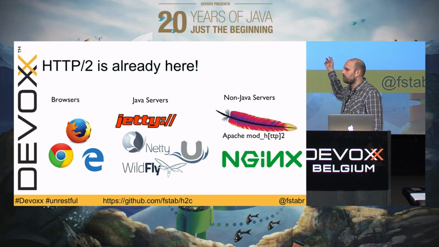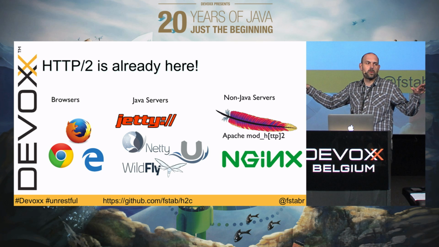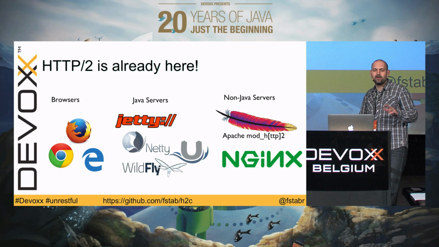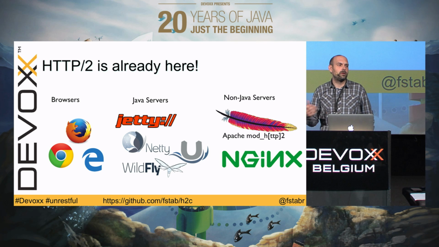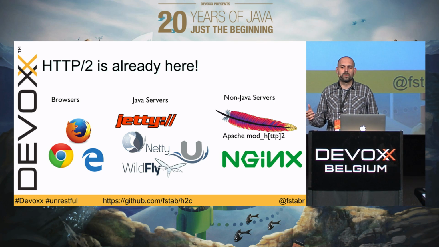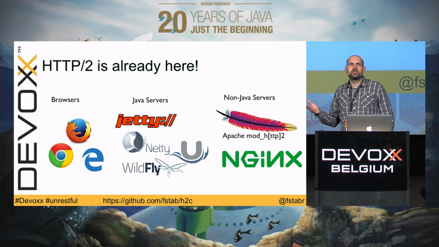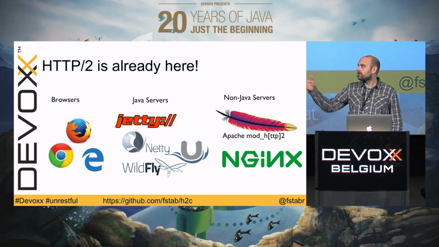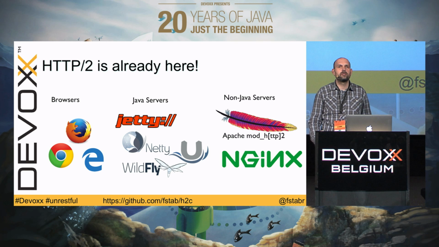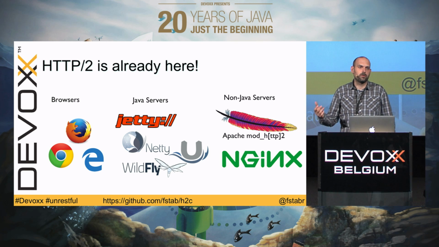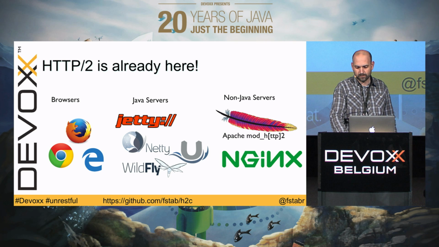And also, if you have some non-Java infrastructure around, like an Apache server, there's a mod H2 that you can enable, and also Nginx announced that they support HTTP2 now. And even some major web pages enable it already. So if you use one of the latest browsers and visited twitter.com in the last month, then you have used HTTP2, so maybe without even noticing.